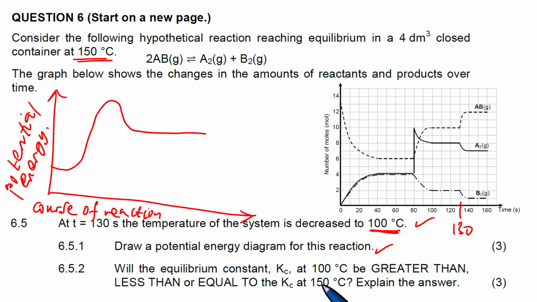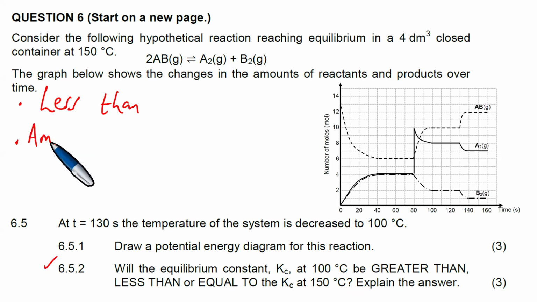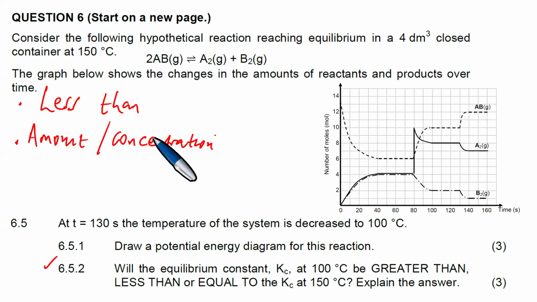Okay, this is very important. What is going to happen to the Kc? Right, so let us look at 6.5.2. If you look at 6.5.2, we know that now we're looking at the Kc. It will be less than the amount or concentration of products.